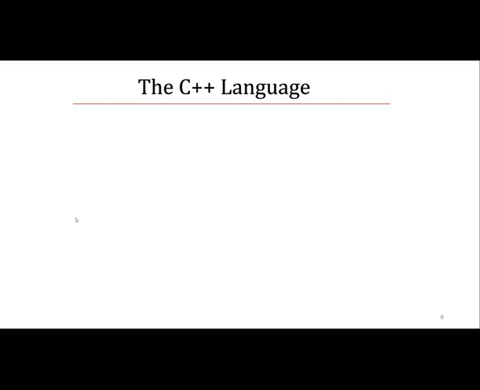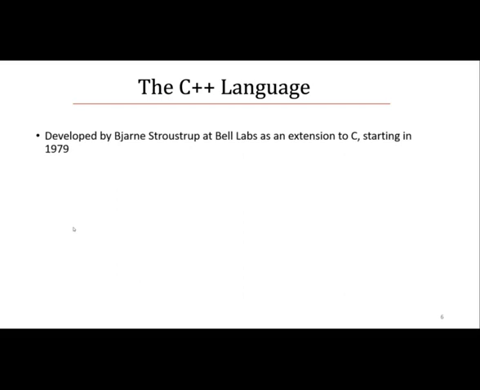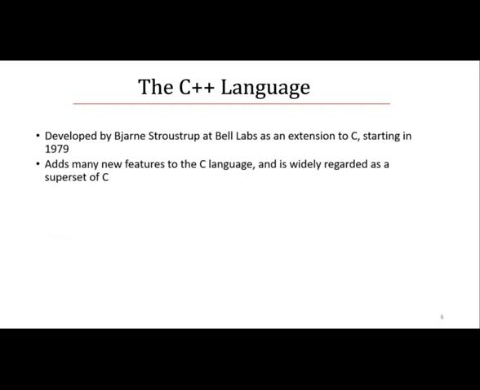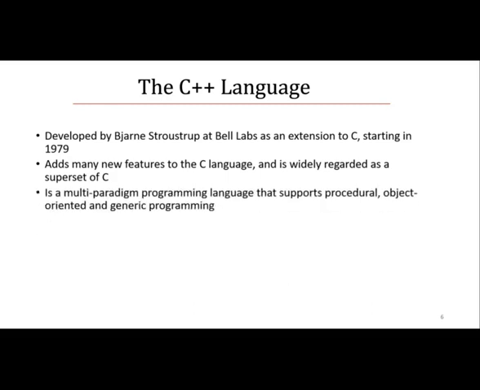Now let's take a look at the C++ language itself. Now C++ is a cross-platform language that can be used to create high-performance applications. It was developed by Bjørn Stroustrup at Bell Labs as an extension to C starting in 1979. C++ adds many new features to the C language and is widely regarded as a superset of C.